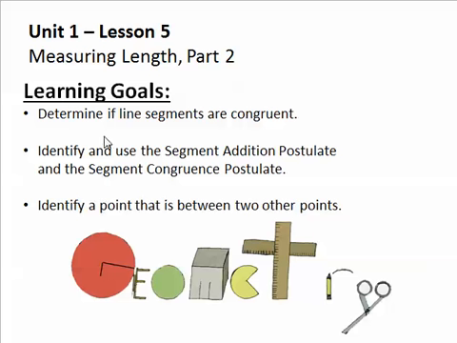Unit 1, Lesson 5, Measuring Length, Part 2. Your learning goals. Determine if the line segments are congruent. Identify and use the segment addition postulate and the segment congruence postulate. Identify a point that is between two other points.